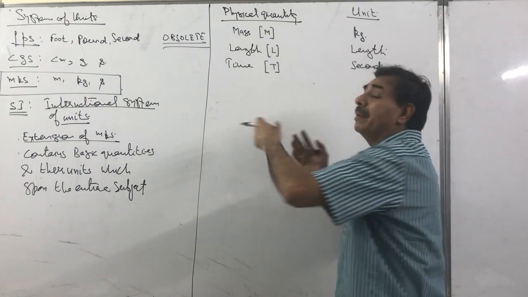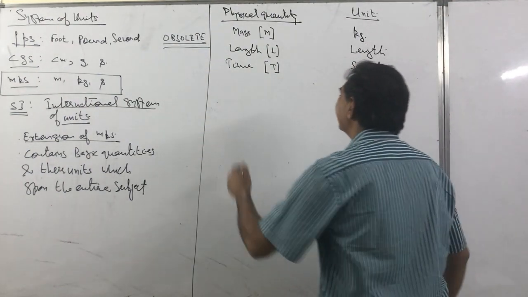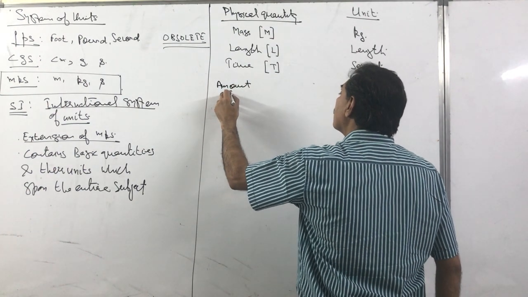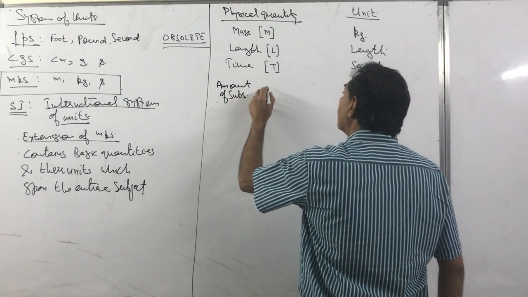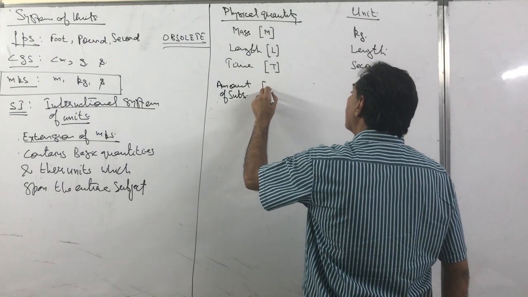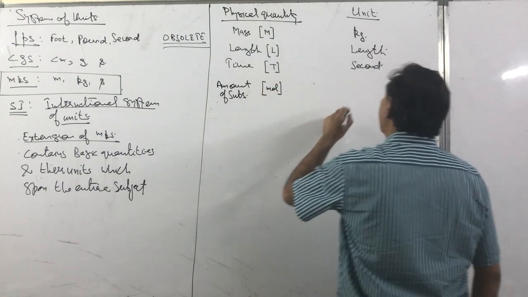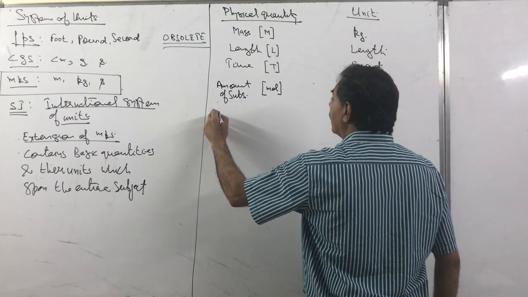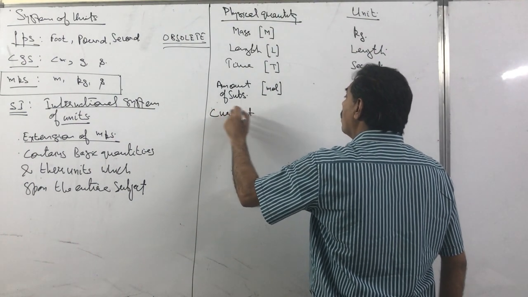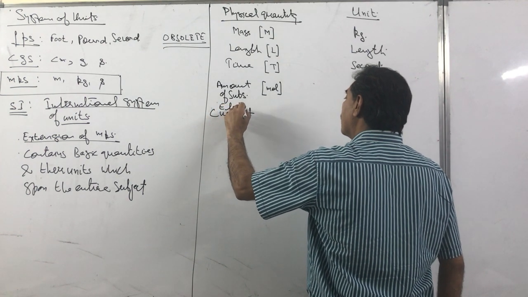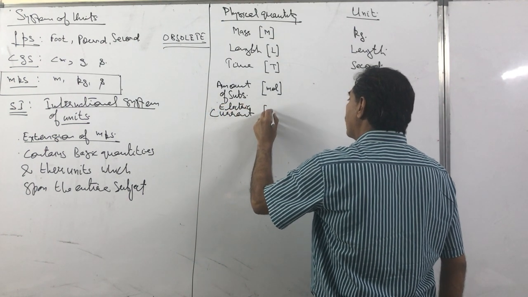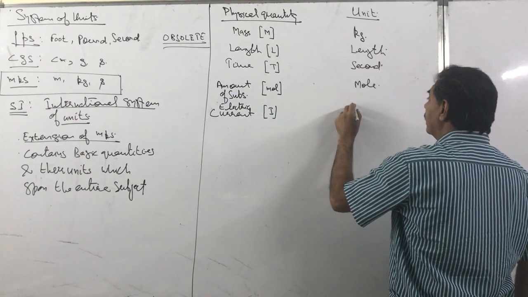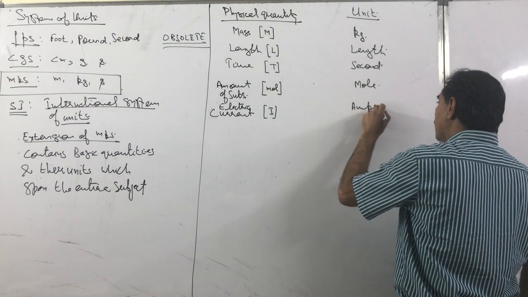Anything else, please? Anybody who remembers? Come on. Amount of substance, written as mol, and the unit is mole. Current, electric current, written as I. It could be A also. And the unit is ampere.